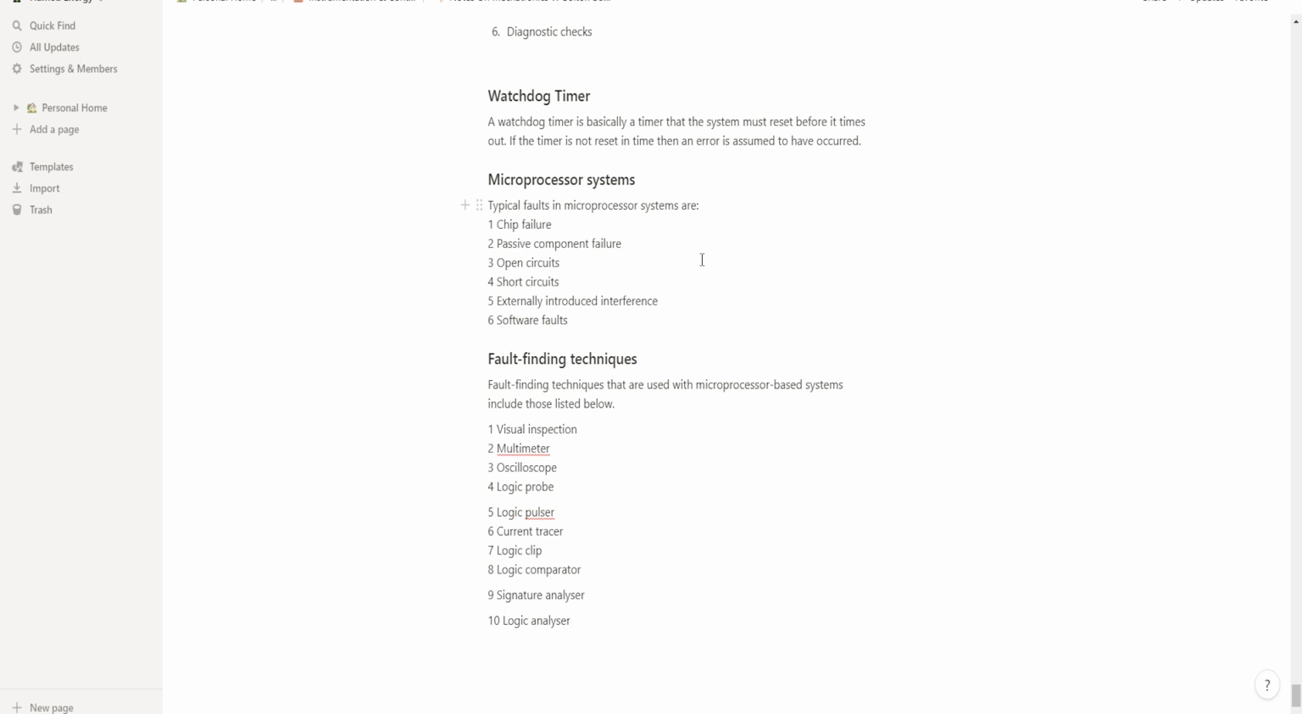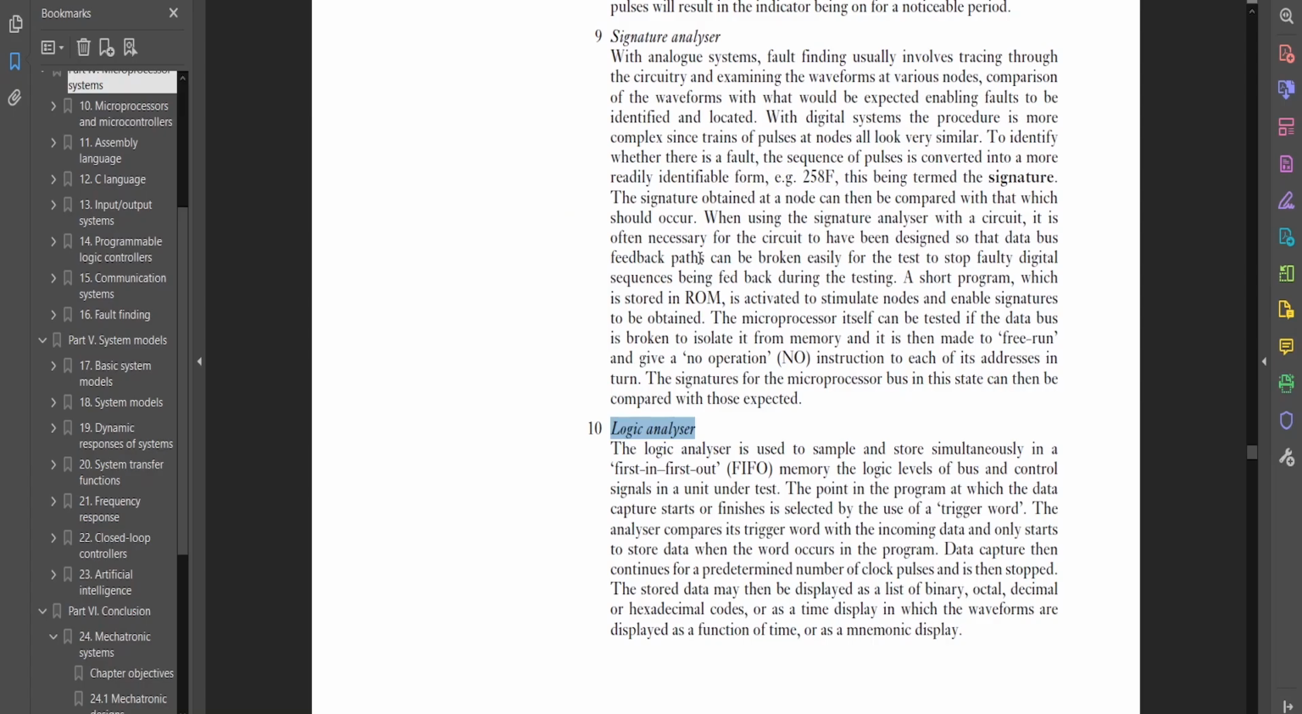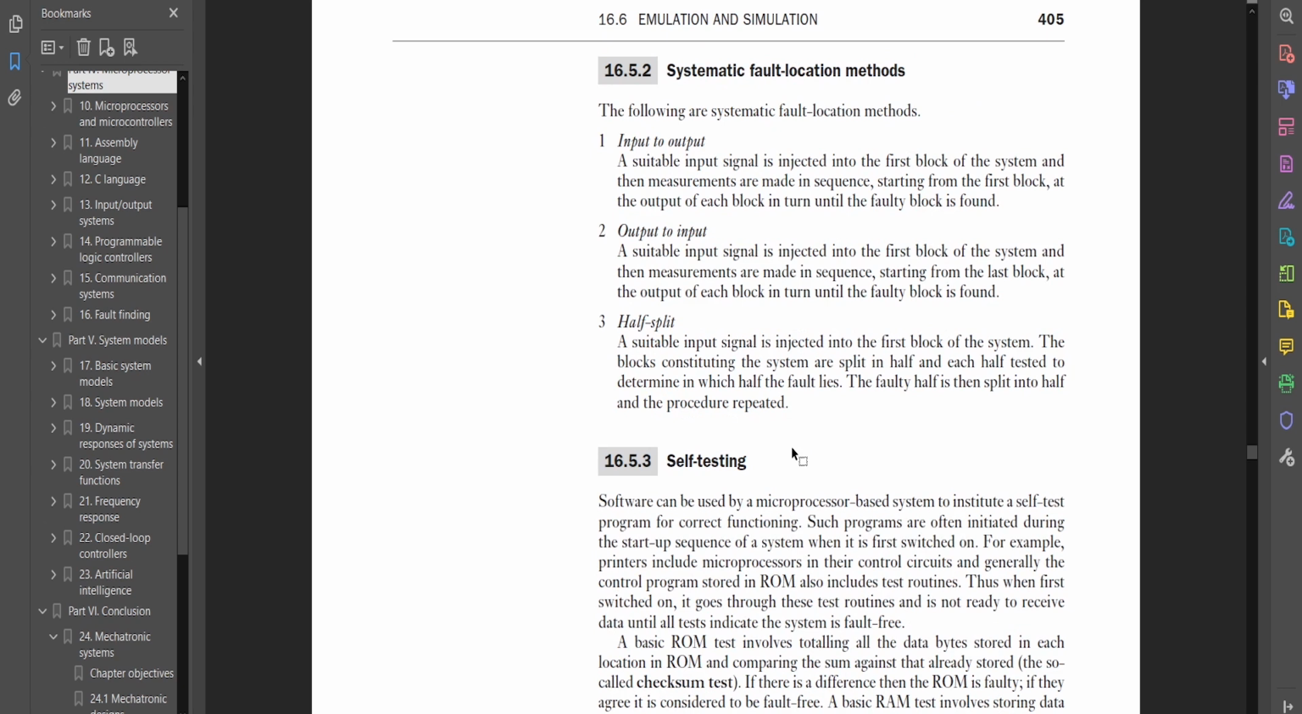Software faults. Fault finding techniques that are used in microprocessor-based systems include those listed below: visual inspection, multimeter, oscilloscope, logic probe, logic pulsar, current tracer, logic clip, logic comparator, signature analyzer, and logic analyzer. I'm comfortable with all of those. Almost fell off my chair there.